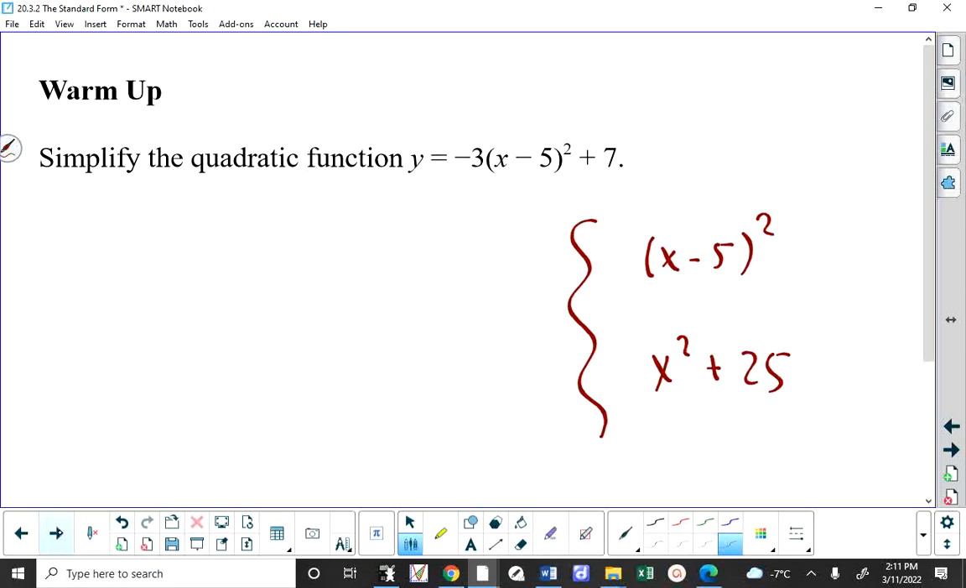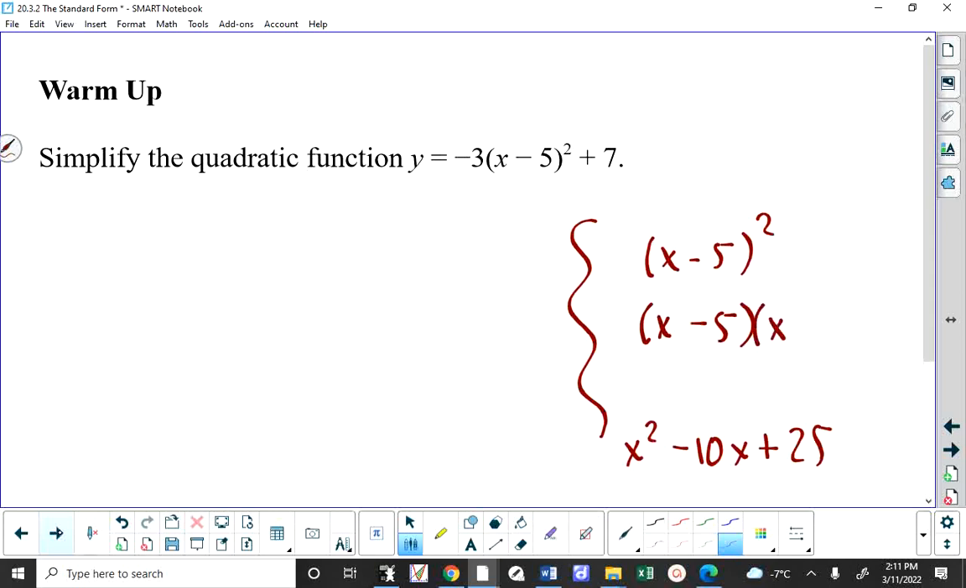This is x squared minus 10x plus 25. Because when you are asked to square a binomial, that means you are asked to take that binomial and multiply it by itself. And you know what?